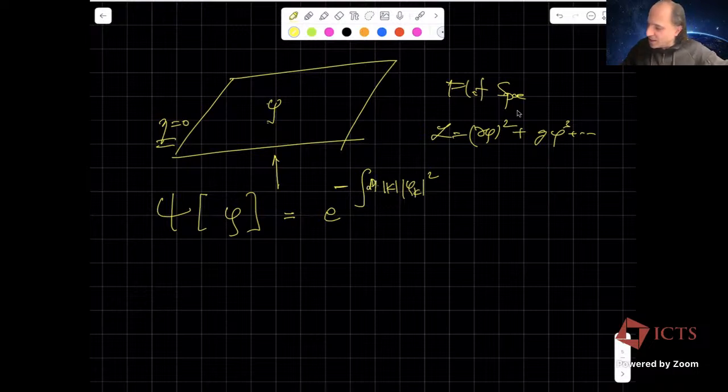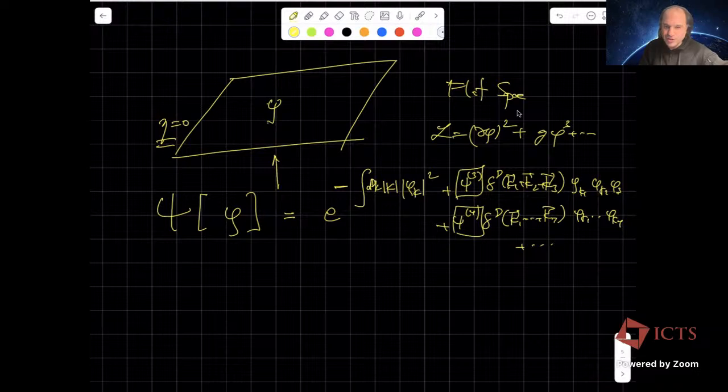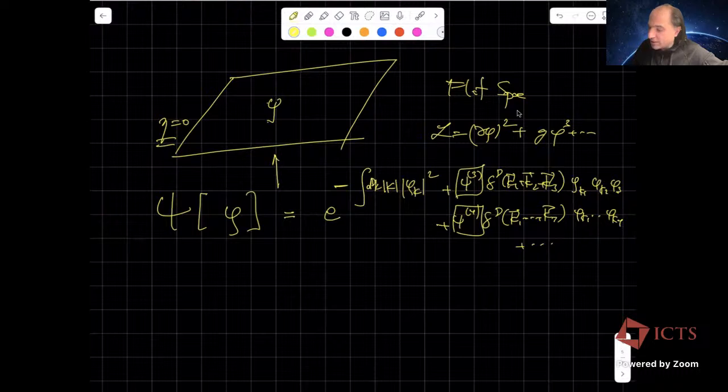There's some DDK here. But then there is a cubic term, which we'll just call psi3, which has a delta function for spatial momentum conservation times phi of k1, phi k2, phi k3. And then there's a psi4. This is all in the exponential, right? Always the delta function for momentum conservation, phi k1 through phi k4, and so on, okay? So it's these psi's that we're going to compute, these wave function coefficients. And these wave function coefficients are calculated by Feynman diagrams.